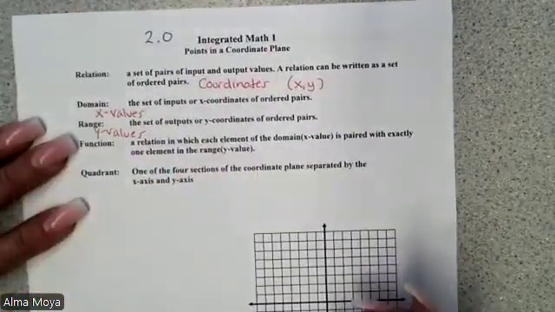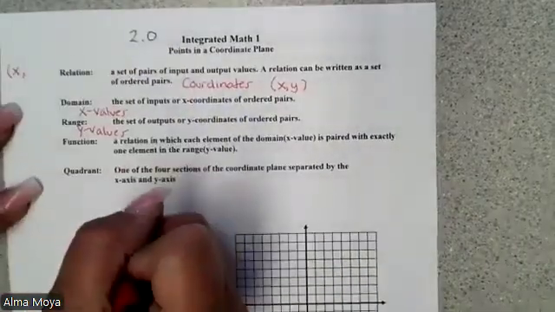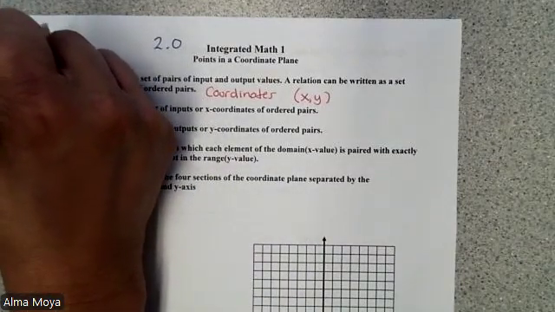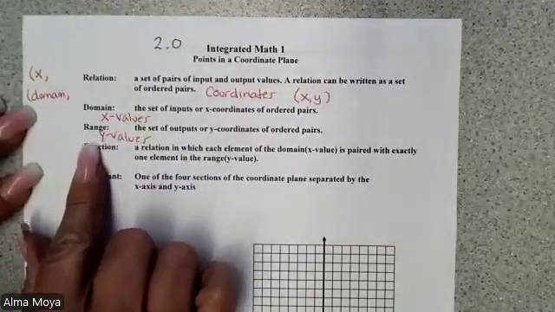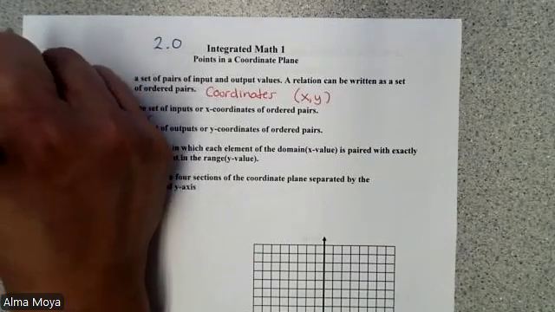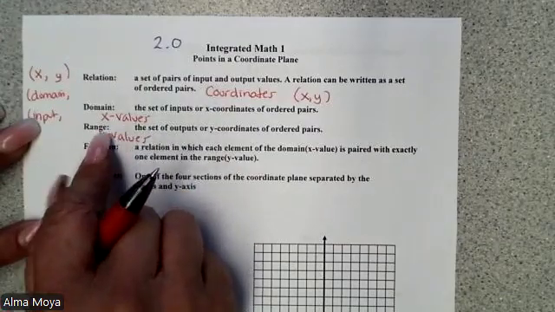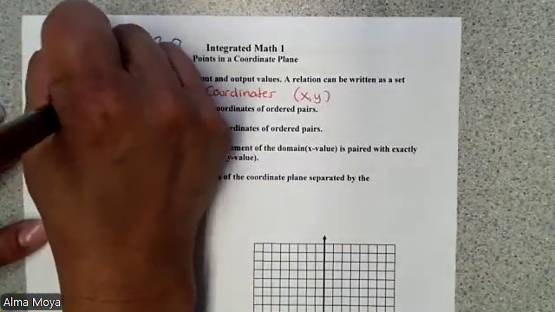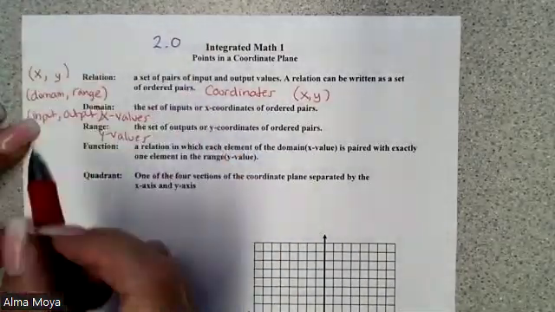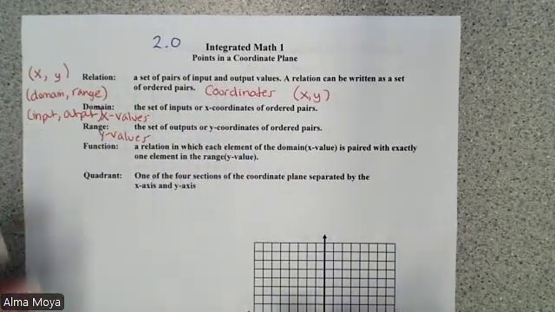Going back to here, though, I just want to review this. Every time we say X, X is going to mean the domain. It is also going to be known as the input. Every time we say Y, Y is going to be the range, and it's going to be the output. So keep that in mind. X means domain and input. Y is the range and the output.